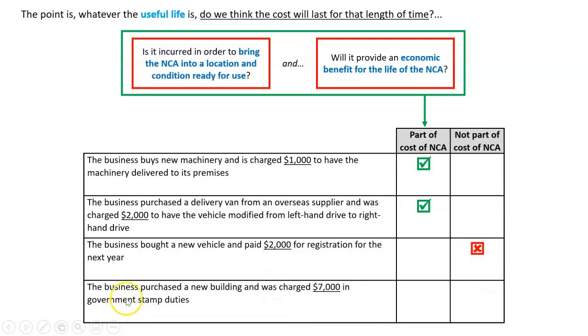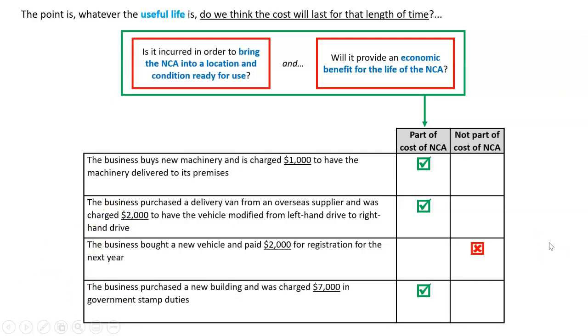And lastly, we've got the business purchased a new building and was charged $7,000 in government stamp duties. You'll find when you buy a property or a car, you get slogged this one-off tax called stamp duties. Can you buy it and get it ready for use without paying that tax? No. So it's definitely needed to get the asset in a location and condition ready for use. And it's only paid once at the beginning of the life of the asset. You never need to pay it again. So that will provide a benefit for the life of the asset. So we would say, yes, that will be part of the cost of the non-current asset.